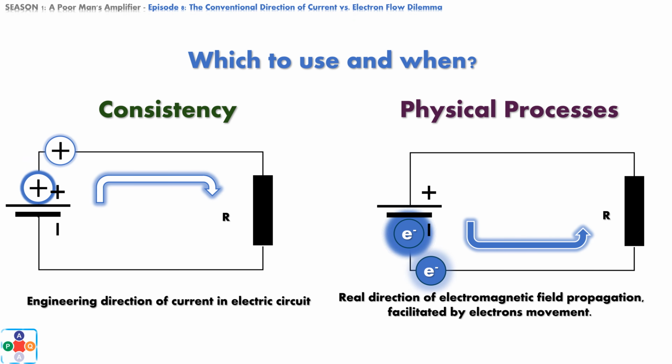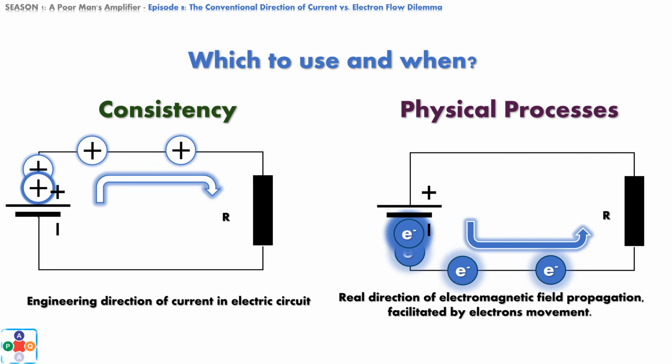To conclude this video, we need to address when to use engineering and when to use natural flow of electric current. The first consideration to take into account is consistency. For a long time now, the engineering direction of current has been a de facto industry standard, and almost every component and schematic is rendered using this direction as default.